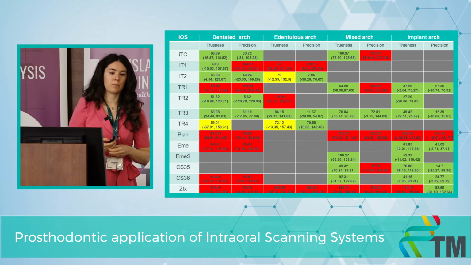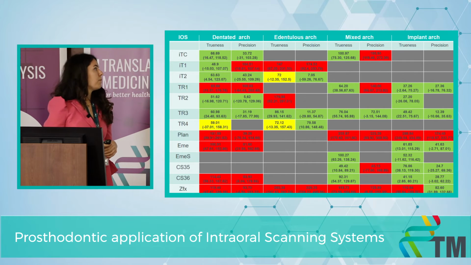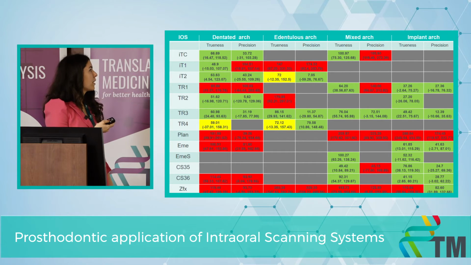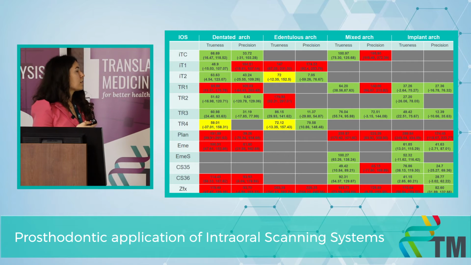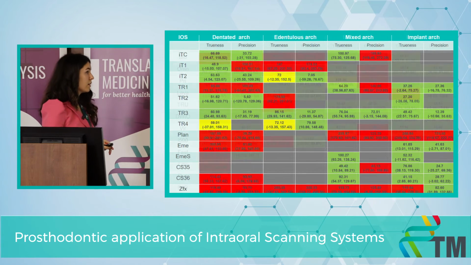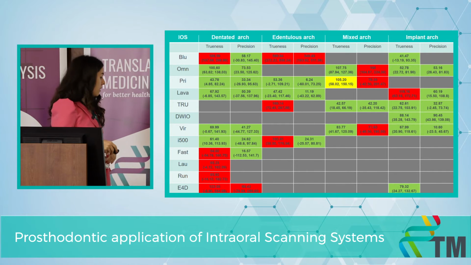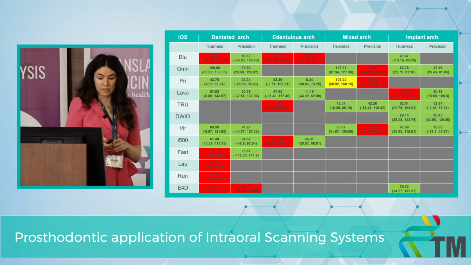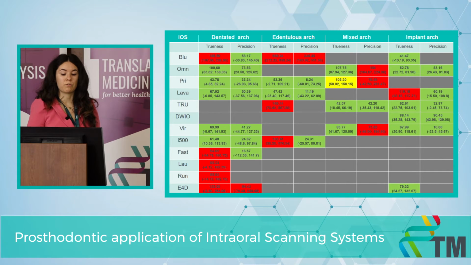In this table, I summarized all scanners with the green color, which were under the clinically acceptable 150 micrometer range, and with red, which were out of this range. And you can see that there were some scanners which had great accuracy in all arches, but some of them were very bad at almost all arches. And it is another factor, but there are scanners where we won't get enough data about the arches. So in this case, we need more information about them.